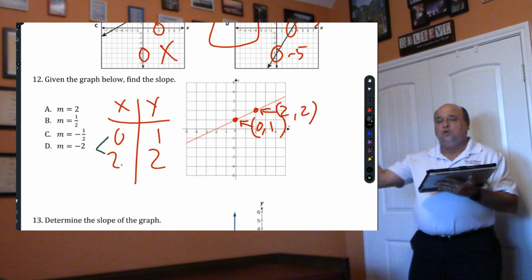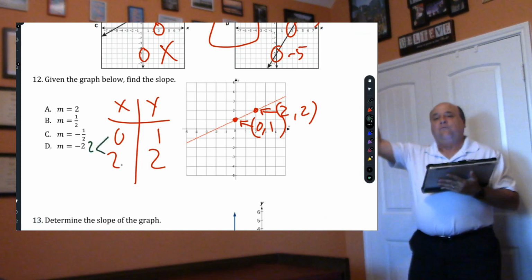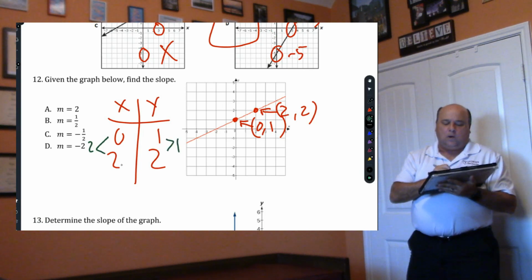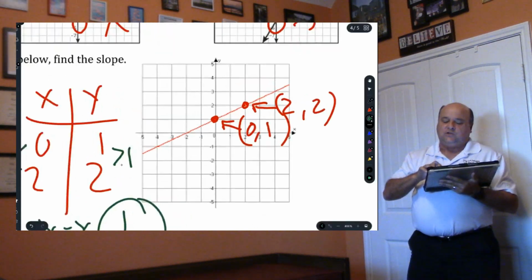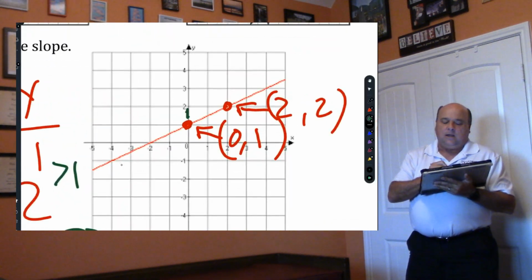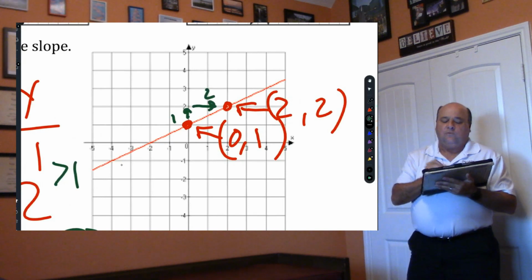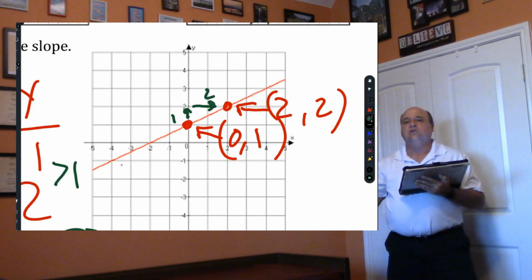From 0 to 2 on the x-axis is 2. From 1 to 2, you're going up 1. My slope is going to be y minus y over x minus x. It's going to end up being 1/2. Now then, zoom in and look at this line. It goes up 1 and it goes over 2, doesn't it? That's what the slope means.